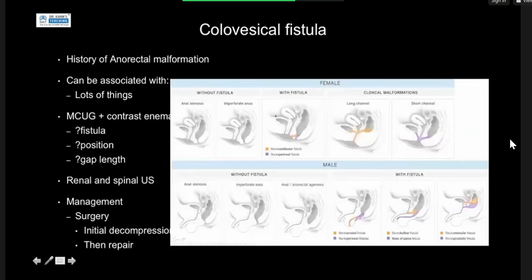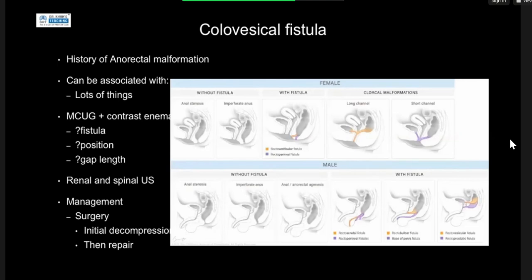So colovesical fistulas are seen in patients with a history of anorectal malformation, and anorectal malformations can be associated with lots of other abnormalities. So if any of you were at the talk 2 weeks ago, you'll remember esophageal atresia. Patients can have, as part of the VACTERL spectrum of findings, anorectal malformations, which is the A in VACTERL, and it can be associated with lots of different malformations.